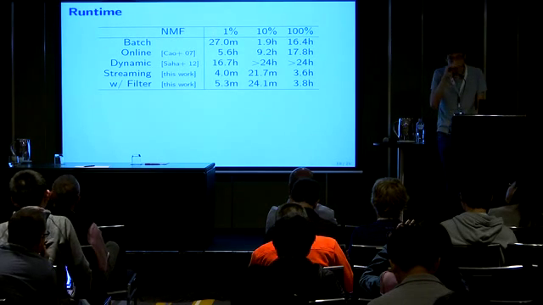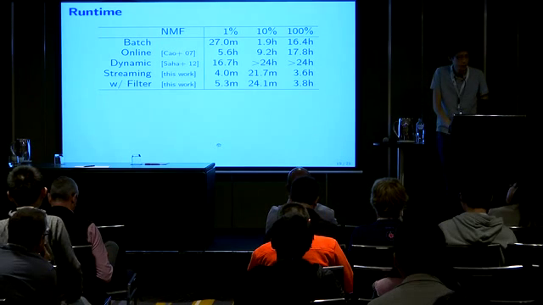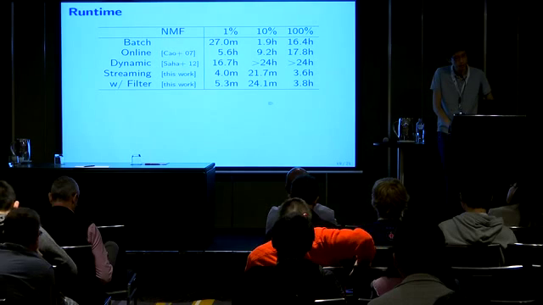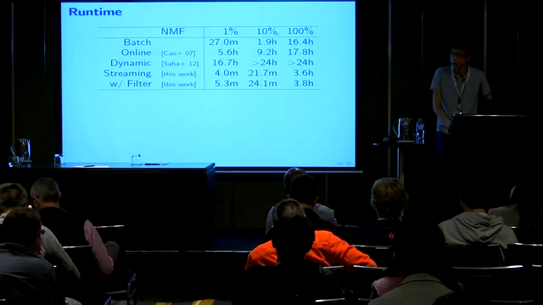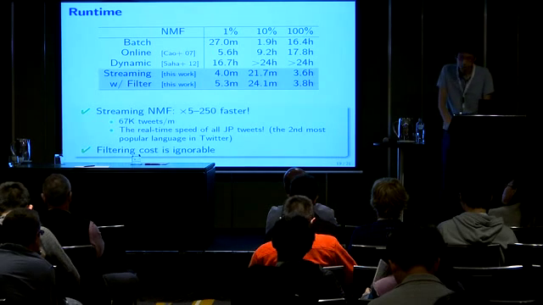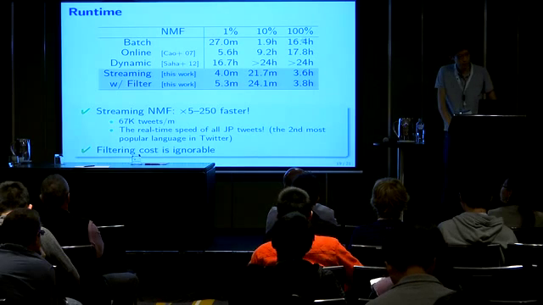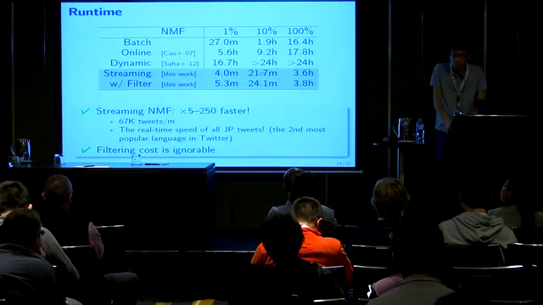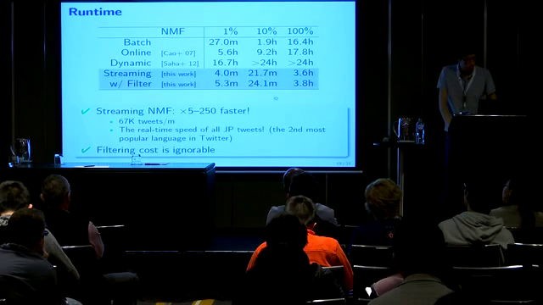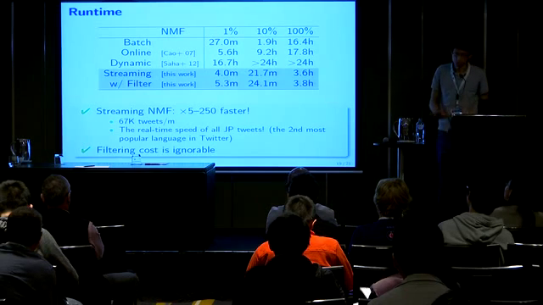First we compare the runtime. Because some algorithms don't work on the full stream, we divided the data into 1%, 10%, and the total data. We easily find that our method is the fastest. Actually, it is 5 to 20, even 150 times faster than other methods. And the filtering cost is almost ignorable.